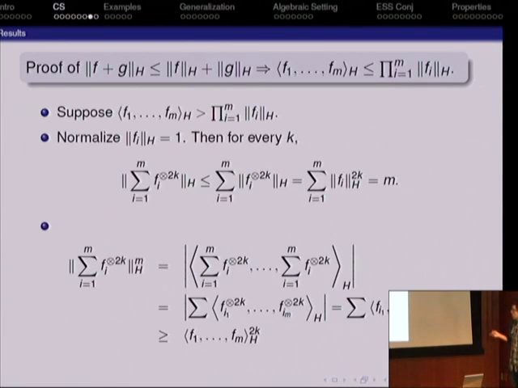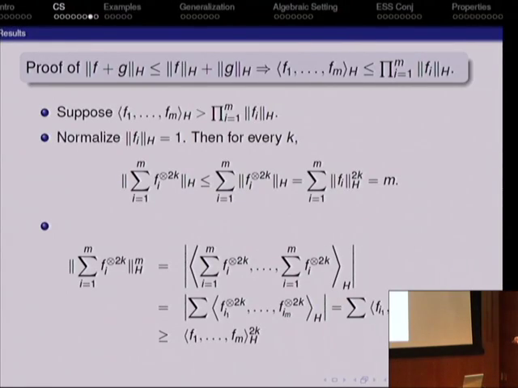So I can expand all these sums. What I'm going to get is the following: a huge sum over m to the m terms. Each term tells me which index I'm picking from the first sum, which index I'm picking from the second, and so on, and which index I'm picking from the last one.